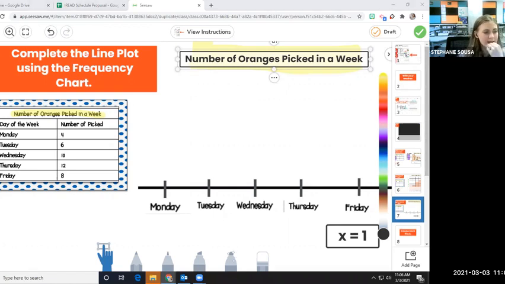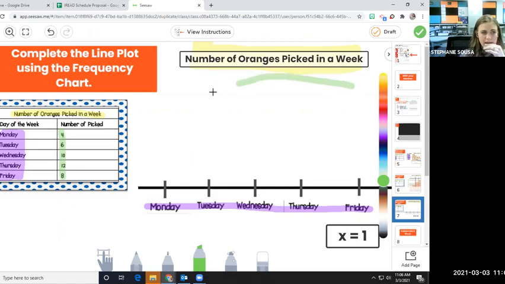All right, let's see if our categories are there on our graph. Monday, Tuesday, Wednesday, Thursday, Friday are our categories. Take a look down here at the bottom of our graph. Monday, Tuesday, Wednesday, Thursday, Friday. Cool. So we've got the categories. Our data appears here. 4 on Monday, 6 on Tuesday, 10 on Wednesday, 12 on Thursday, 8 on Friday. We do not yet have data over here on our line plot. So we've got to add our data.